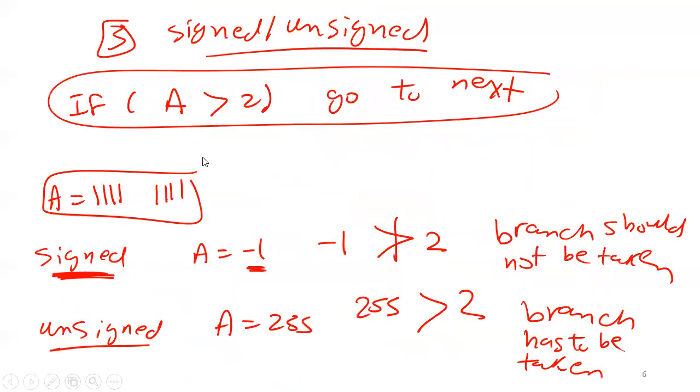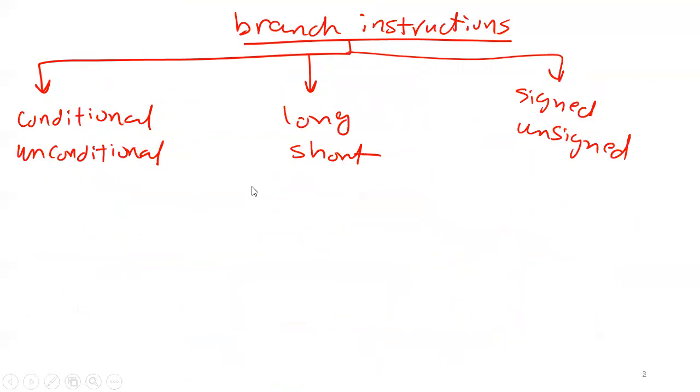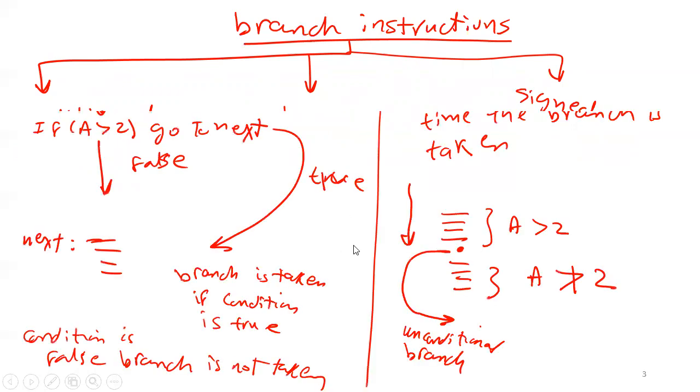Any questions? Let me go back. So what I'm saying here, guys, I'm gonna teach the branch instructions. Some of them are conditional, unconditional, some of them long and short, some of them are signed and unsigned. That's what I'm going to explain now, signed and unsigned. Don't worry for now. When I teach the instruction, I'm going to tell you this is short, this is long. I'm going to tell you this is conditional, this is unconditional. Now let's go for signed or unsigned.